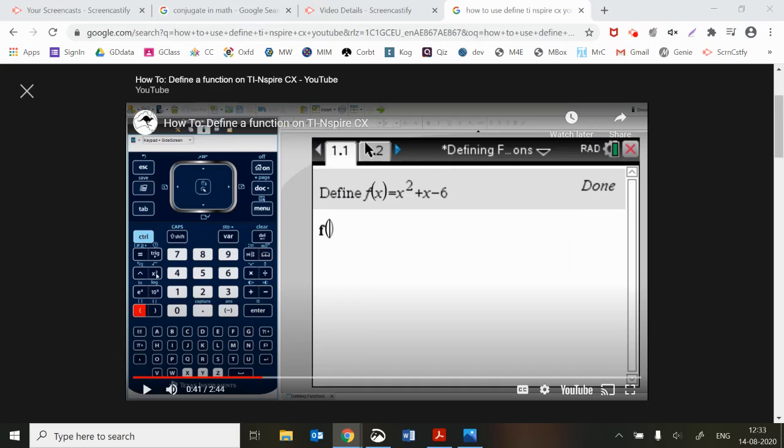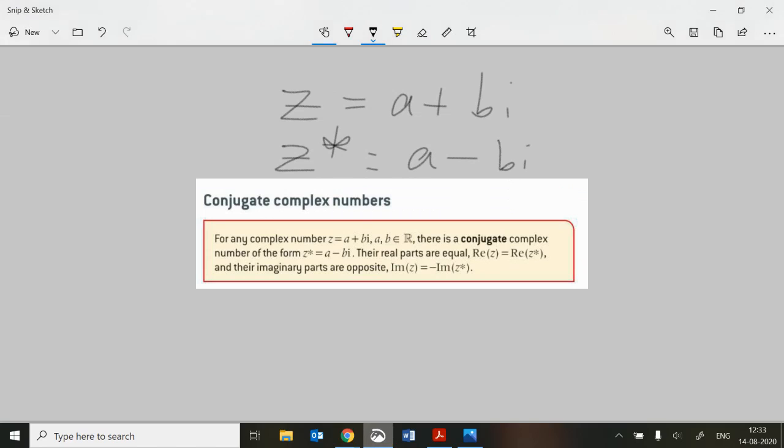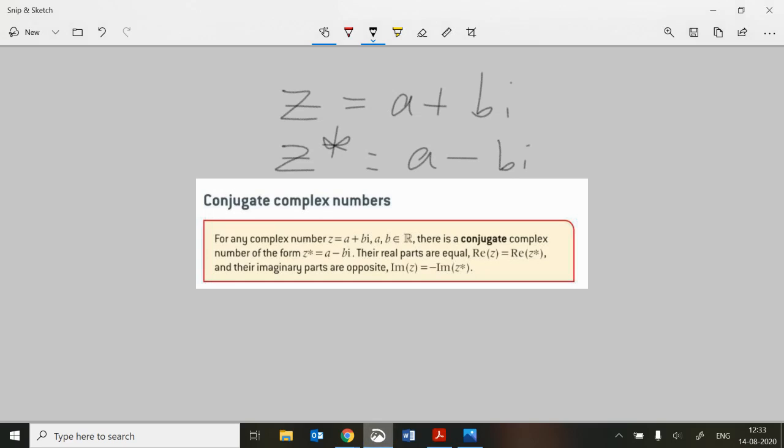I did check out earlier on what's the definition in maths of conjugate. It says a math conjugate is formed by changing the sign between two terms in a binomial. So your a plus b becomes a minus b. There's a little bit extra on that definition. It says that the real part of z is equal to the real part of the conjugate, in other words, a is equal to a, and the imaginary part of z is equal to minus the imaginary part of the conjugate. That's just an alternative definition, essentially.